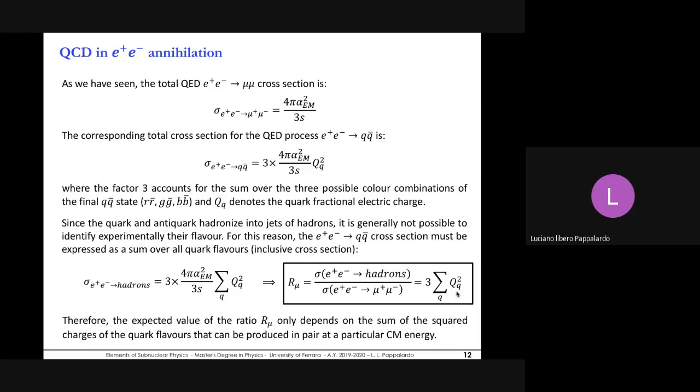So let's distinguish now a few cases. Suppose that the center of mass energy is quite low, so it's below 3 GeV. That means it's below the threshold for creating a J/psi, for instance. Then the only available flavors at this energy can be up, down, and strange. So you calculate this ratio just with these three contributions. You just have to take the sum of the squared charges for the up quark, the down quark, and the strange quark, and you get for this ratio a value of 2.